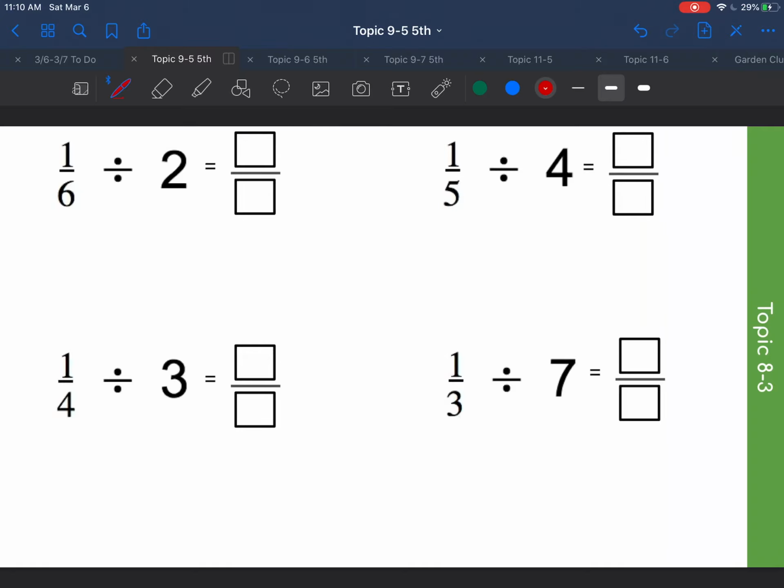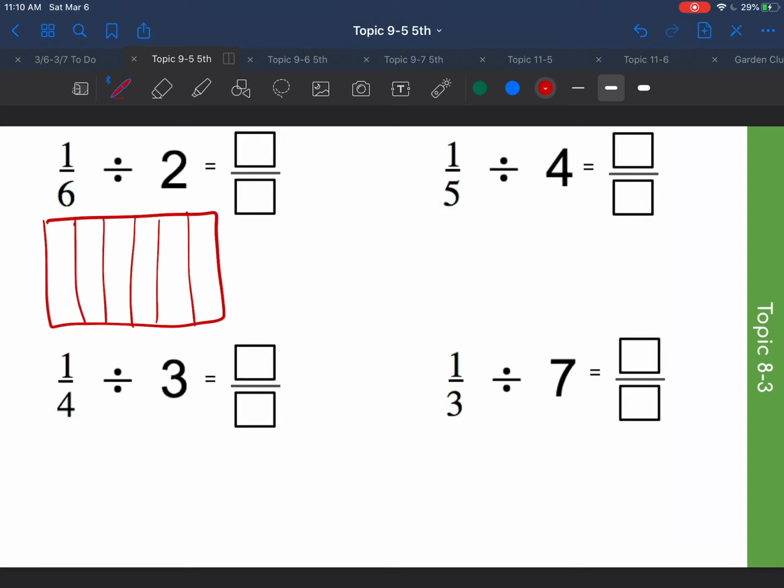Okay, so let's look at some examples. Now, you can't model it virtually, but I want you to take a scrap piece of paper and do a quick little model so that you can see how it works. So for 1/6 divided by 2, I'm going to first split it into 6, so 5 lines. I represented 1/6, and I'm dividing it by 2, so I'm going to split it horizontally in half. Okay, so 1 out of how many? If I count them all, it's 1 out of 12. So 1/6 divided by 2 is 1/12.